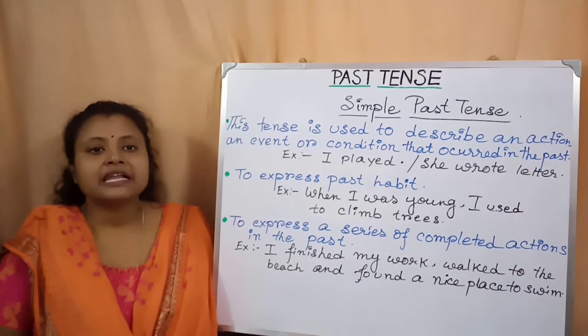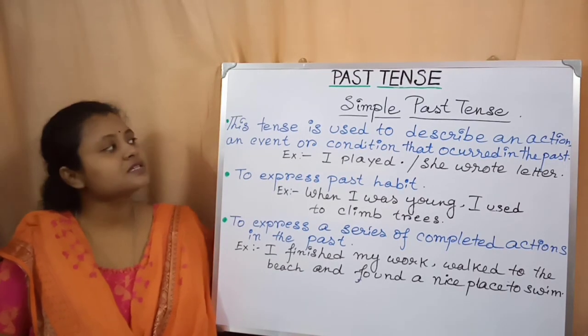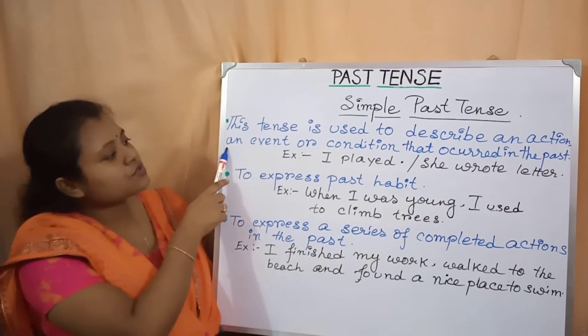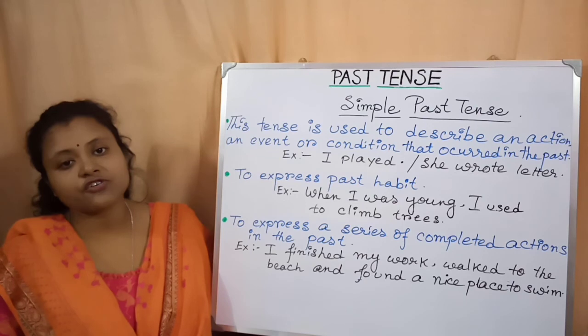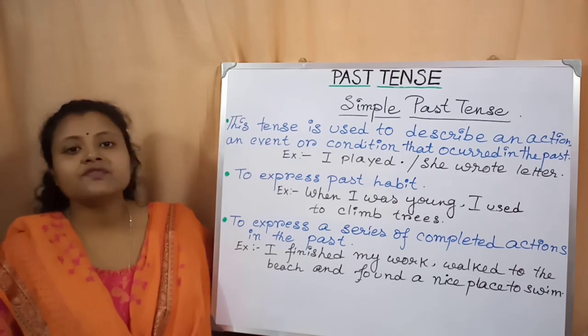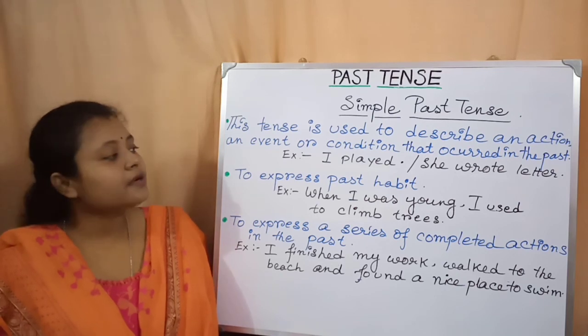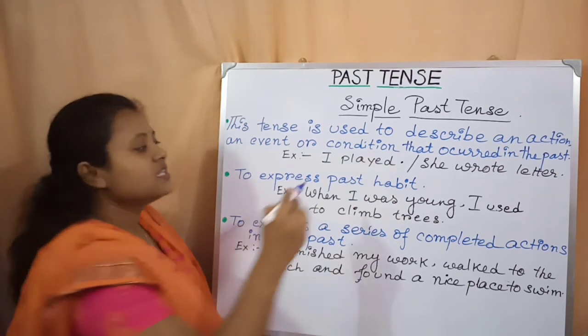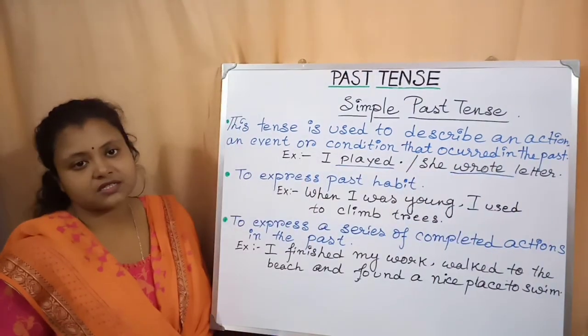Now students, let me first discuss simple past tense with you. What is the simple past tense? This tense is used to describe an action, an event or a condition that had already occurred in the past. Let me give you an example. I played, she wrote a letter. Here played and wrote, these are the examples of the simple past tense.